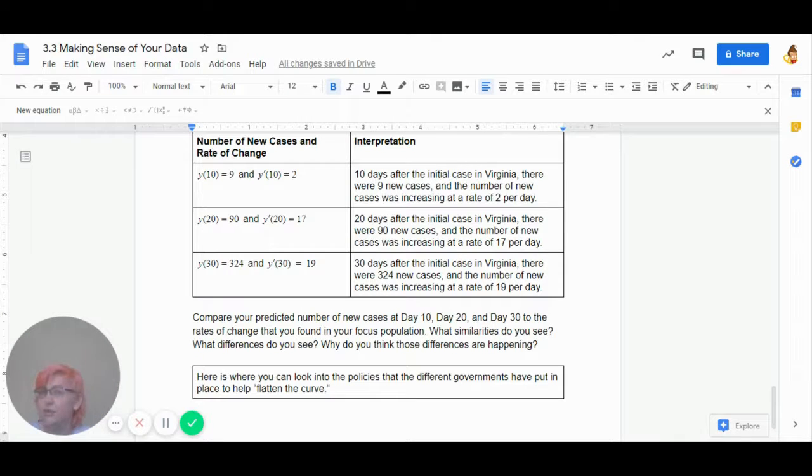Why would that be important? How could the number of people sick all at one time affect things like hospital beds, nurses, doctors, PPE availability? That's all for you to think about as you go to write your report. But hopefully, this has helped you get an idea of how you can start making sense of your data.